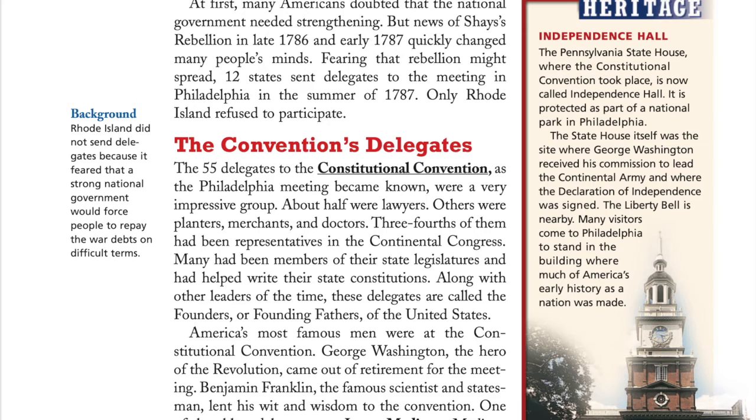At first, many Americans doubted that the national government needed strengthening, but news of Shays' Rebellion in late 1786 and early 1787 quickly changed many people's minds. Fearing that rebellion might spread, 12 states sent delegates to the meeting in Philadelphia in the summer of 1787. Only Rhode Island refused to participate.